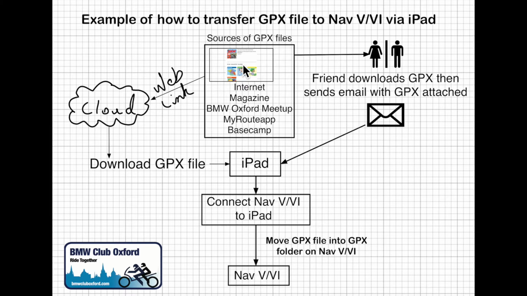So let's start with the example of a site where you're browsing away on your iPad. You've seen a site, it's got a route which you like the look of, it's got a web link, so you would click on that and through the cloud the GPX file will be downloaded onto your iPad, and normally come into the downloads folder. I'll demonstrate this a little bit more in a moment.